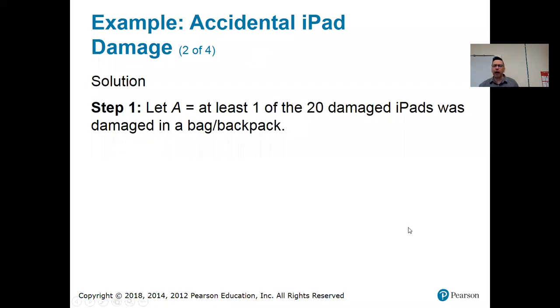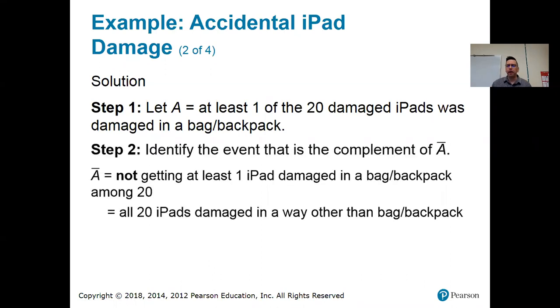Okay, so I'm going to start by calling event A the event that we're trying to find the probability of: at least one of the 20 damaged iPads was damaged in a bag or backpack. That's event A, which means A complement is the event not getting at least one iPad that was damaged in a bag or backpack. And that means that none of the damaged iPads were damaged in a bag or backpack. So another way of saying that is that all 20 were damaged some other way.